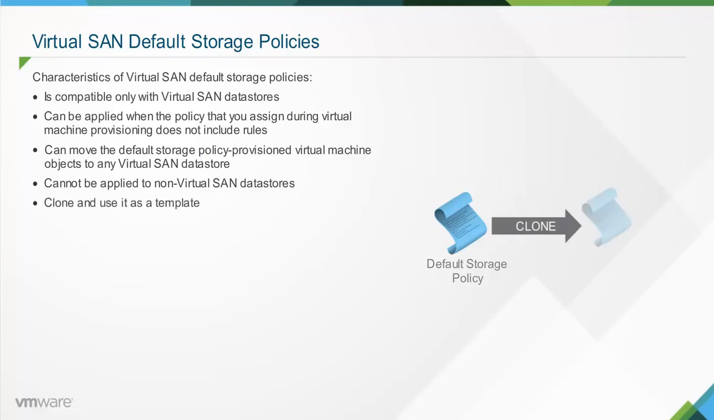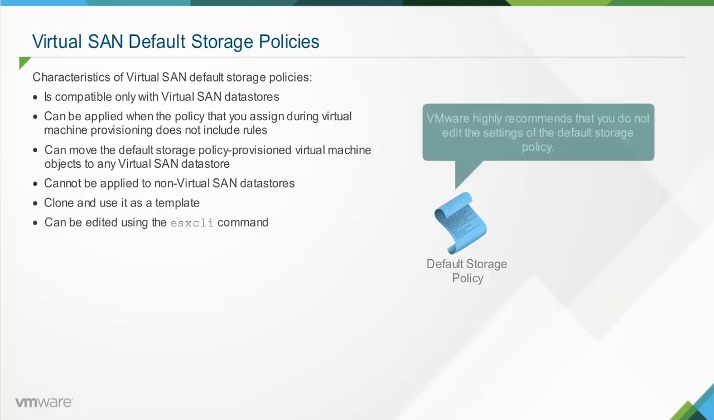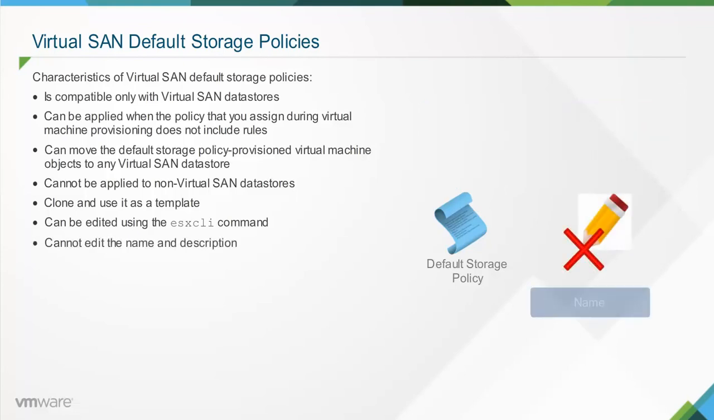You can clone the default policy and use it as a template to create a user-defined storage policy. You can edit the default storage policy using the ESXCLI command. To edit the policy, you must have the Storage Profile View privilege. VMware highly recommends that you do not edit the settings of the default storage policy. You cannot edit the name and description of the default storage policy or the Virtual SAN storage provider specification. All other parameters, including the policy rules, are editable.